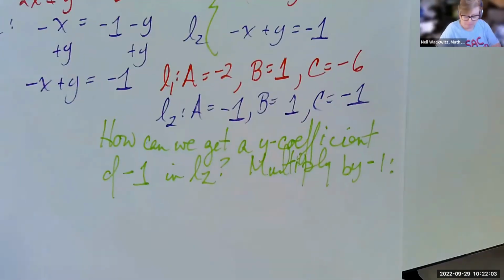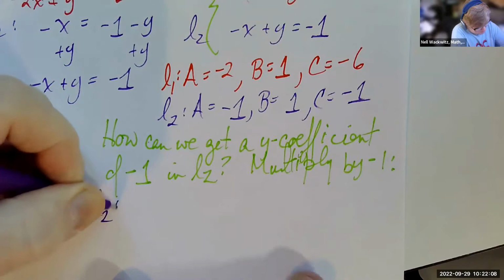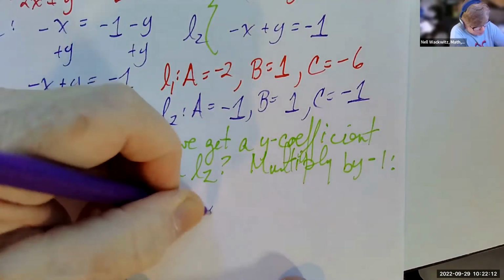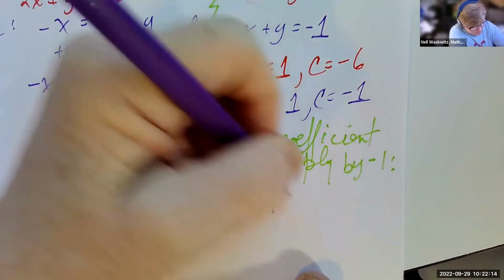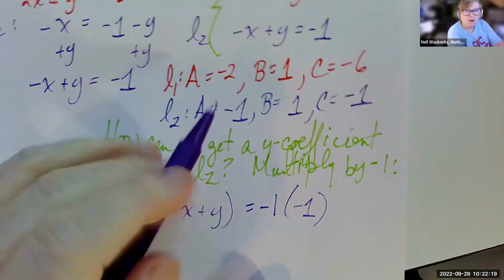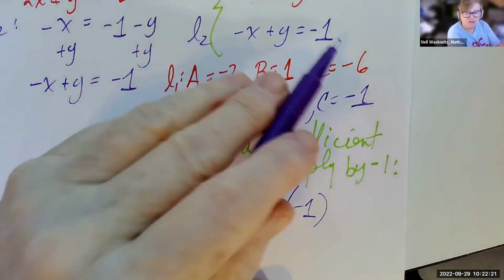Okay, so let's do that. We've got line 2, -1 times negative x plus y equals -1 times -1. So I just multiplied by -1 on both sides.